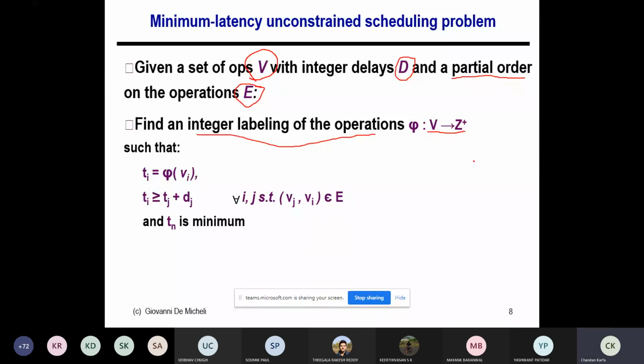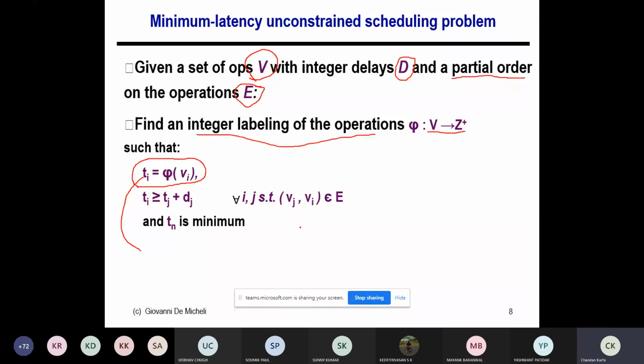So operation 5, if the number is 10, means operation 5 will start the execution from time step 10, and so on. For each operation, this ti is the start time. Whatever this number is, that is the start time of the operation.